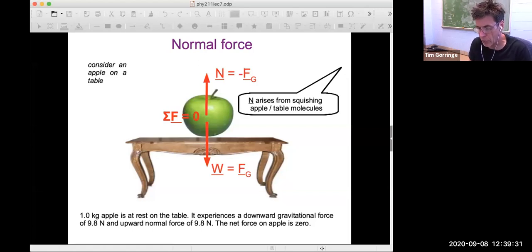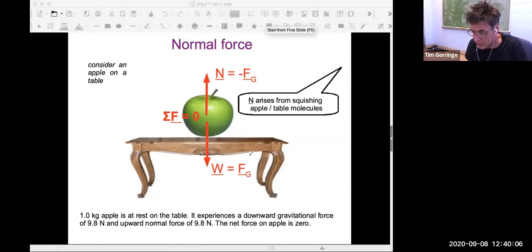So the situation we're considering is an apple that's at rest on a table. And that apple is at rest and it's staying at rest. There's no net force on that apple. There's a gravity force downwards, however, and that's pictured in this overhead here. Let me get my pen working. So here's the gravitational force, and it's pulling the apple downwards.